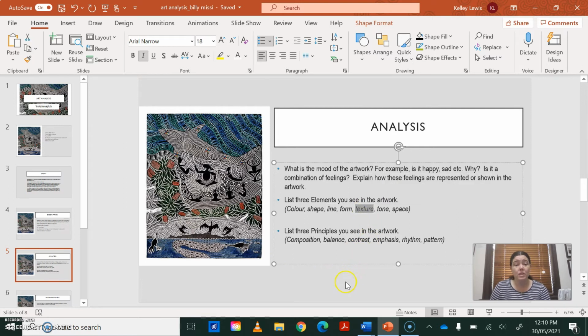There's also a lot of texture. The texture is shown with the pattern. It's quite an overloaded use of space, but you could use space as well. Totally your choice on which ones you think are shown in this particular artwork.